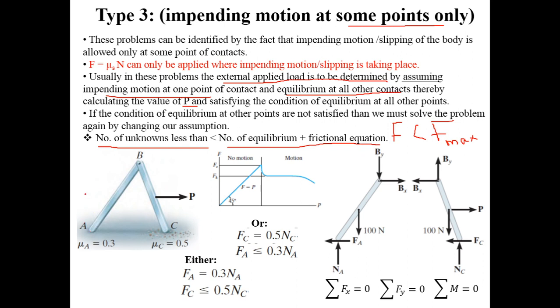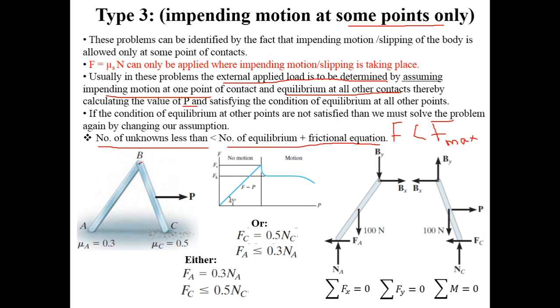Okay, so for example, we take this structure here, a two member frame again, and this time a load P is applied in the horizontal direction like this. So this means that how many unknowns do you have? Apparently two unknowns at point A, two unknowns at point C, that makes four unknowns, and one P, five unknowns. So you cannot solve for five unknowns by using three equilibrium equations. Okay, so this means that this problem is statically indeterminate.